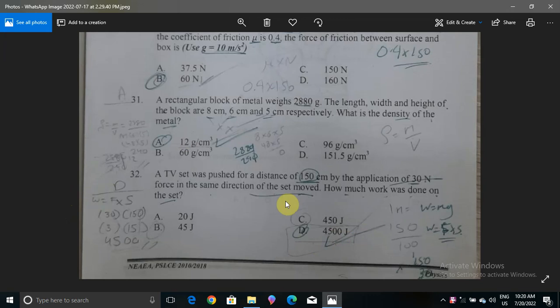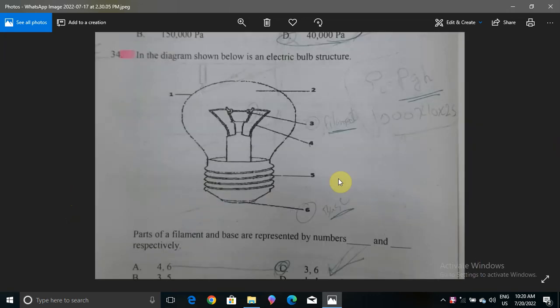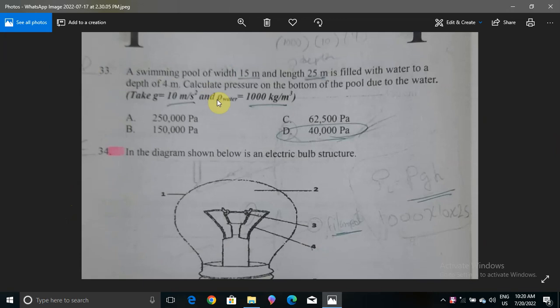Okay, now in question number 33, what we have here is a swimming pool of width 15 meter and length 25 meter filled with water to a depth of 4 meter. Calculate the pressure on the bottom of the pool due to the water, taking gravity equal to 10 meter per second squared and the density of water equal to 1000 kilogram over meter cube. We know that the pressure of a liquid is equal to rho g h. So it will be 1000 times 10 times 4. Then the correct answer will be 40,000 Pascal.